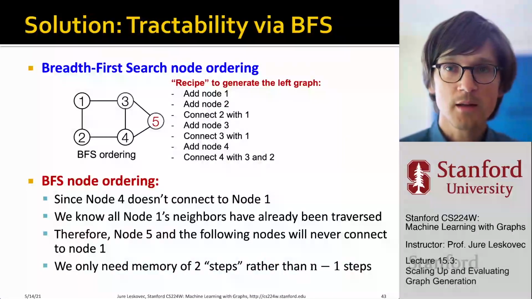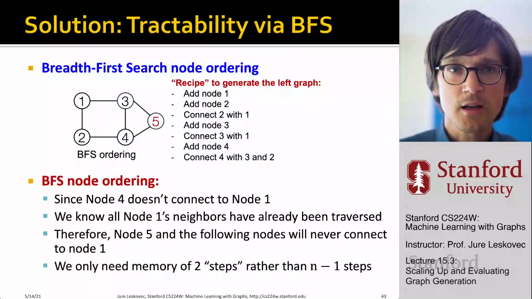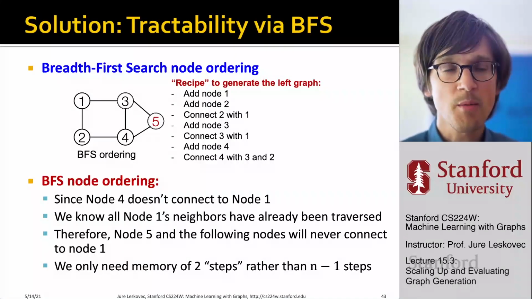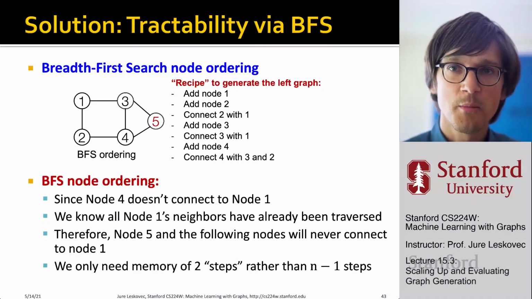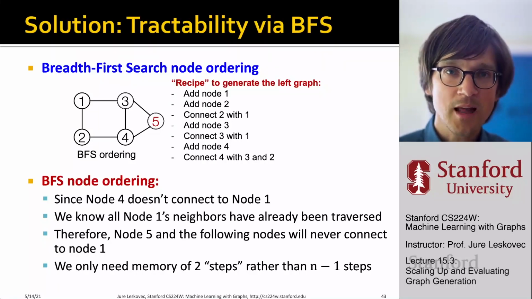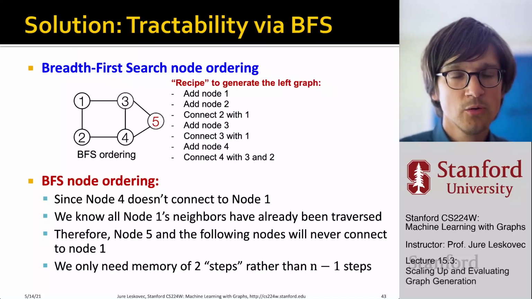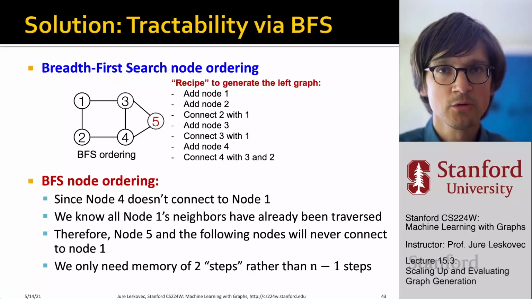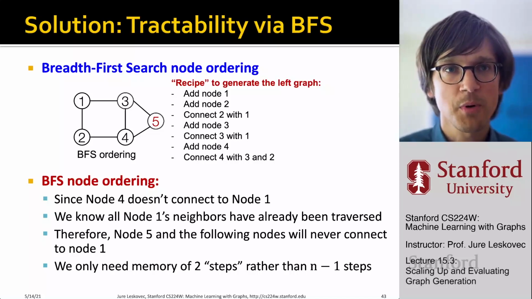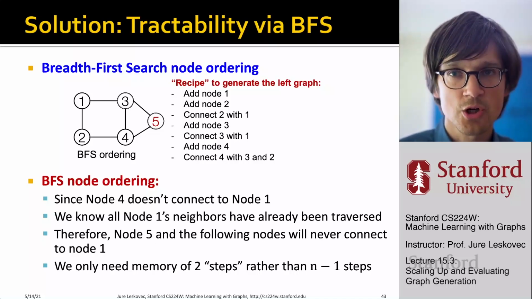The insight is that we can come up with a node ordering that makes our model much more tractable. Rather than having a random node ordering and having the model worry about long-range dependencies, we are going to use a node ordering that helps the model learn better. And the node ordering we propose is called the breadth-first search node ordering.